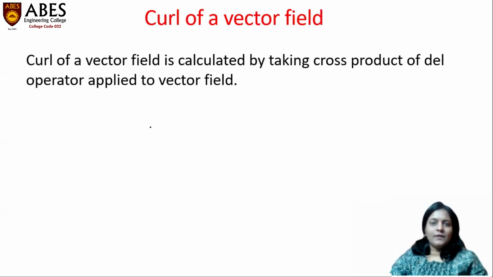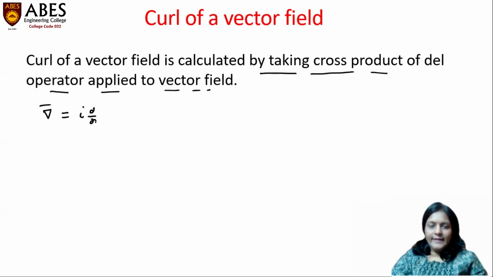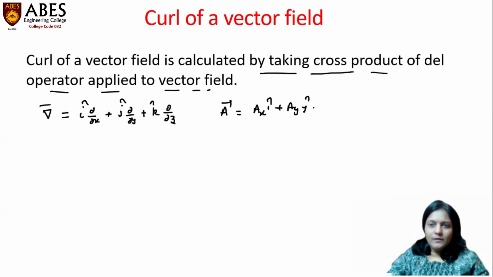So what is the curl? Curl of a vector field is calculated by taking the cross product of the del operator applied to the vector field. So the del operator is i del over del x plus j del over del y plus k del over del z. This is the del operator. And let the vector field be A = ax i plus ay j plus az k.